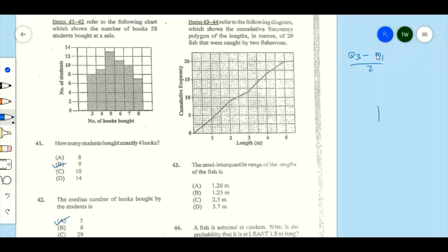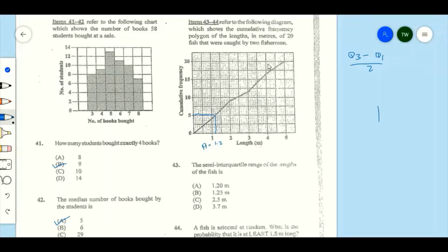Now Q1 is going to be a quarter of the cumulative frequency. So a quarter of 20, that's going to be 5. So we're going to go across here, and then we're going to come down on the x, and that value there is going to be just about 1.2, and that's going to be Q1. So Q1 is equal to 1.2.